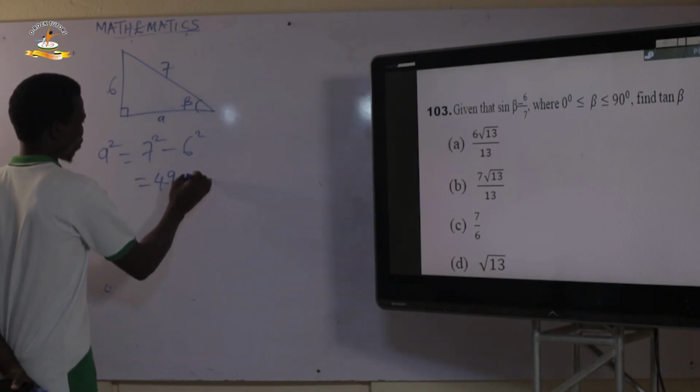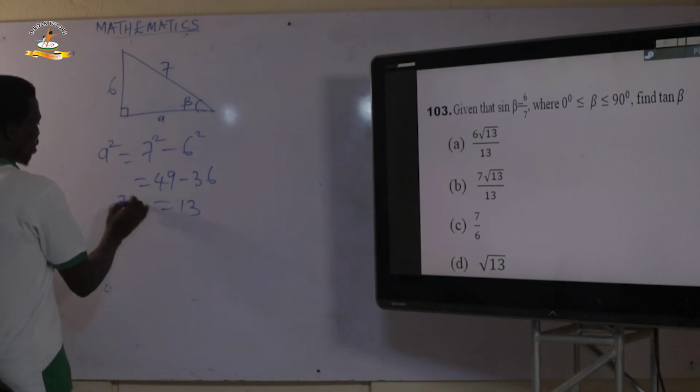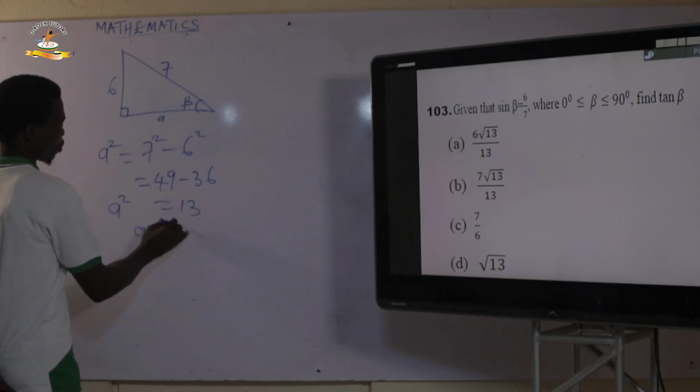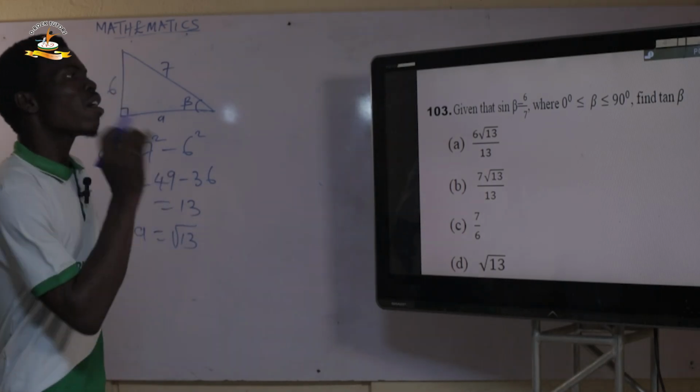49 minus 36. And this is simply what? 13. So my A squared is 13, and then A becomes what? Square root of 13. So A is square root of 13. The next question says, find 10B.